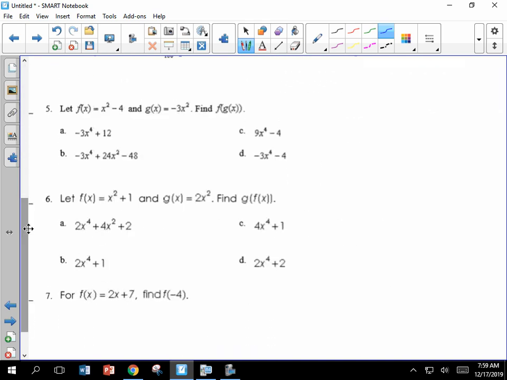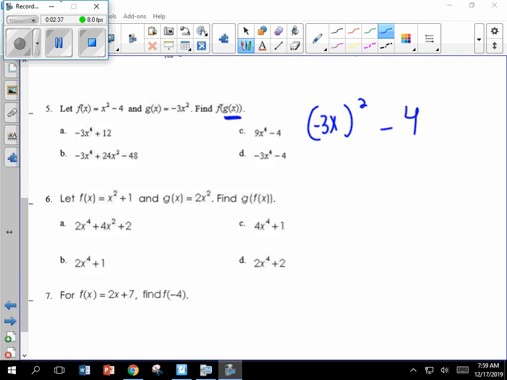All right, number 5. So number 5 is another type of input problem. So what this notation means is since G is on the inside, we're going to take that and plug it into F wherever there's an X. So I'm going to write down F, and everywhere there's an X, I'm going to put parentheses. And so then I'm going to take whatever G is and plug it into that set of parentheses. Okay?